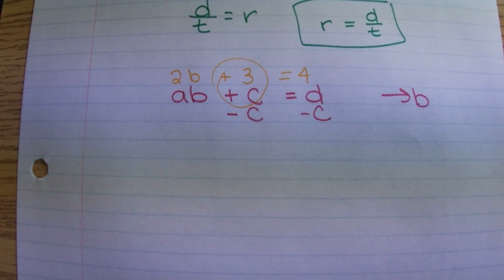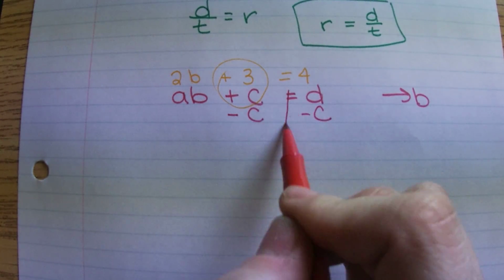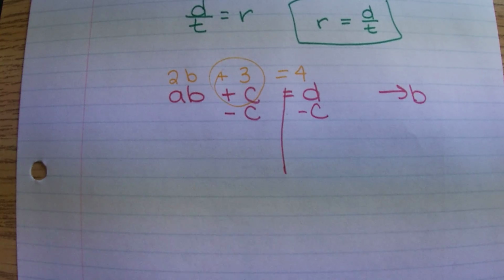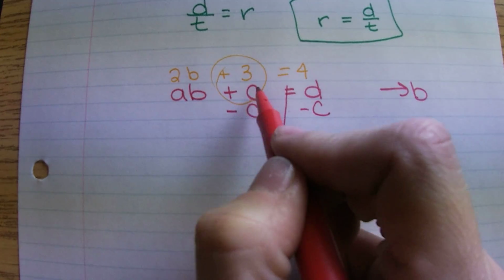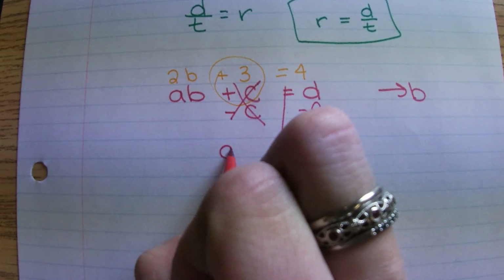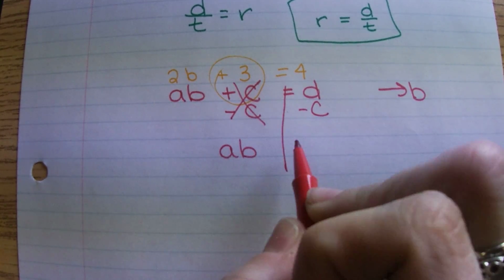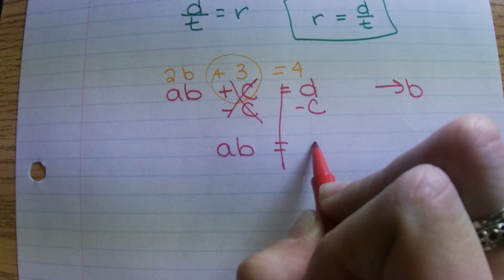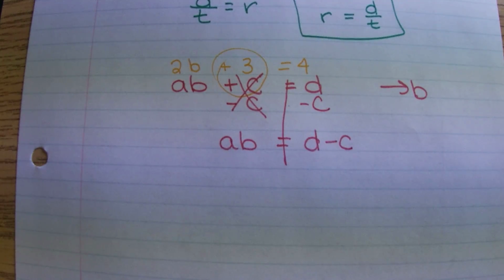Whatever we do to one side of the equal sign, we have to do to the other. So no writing it over here, right? Once to the right side of the equal sign and once to the left side of the equal sign. Our C's are going to cancel out, which leaves us with AB. Again, no computation. This is just D minus C.